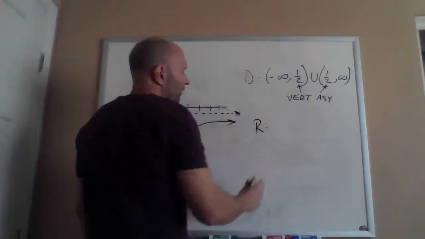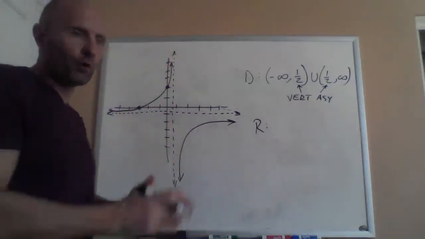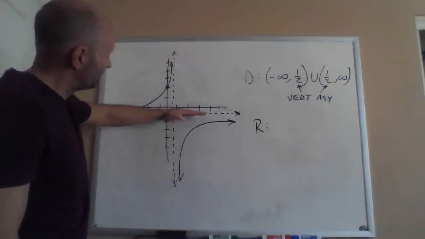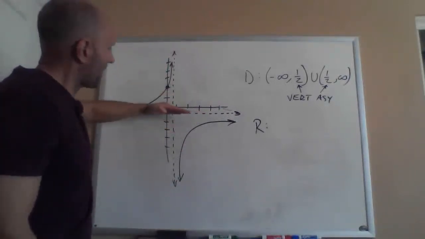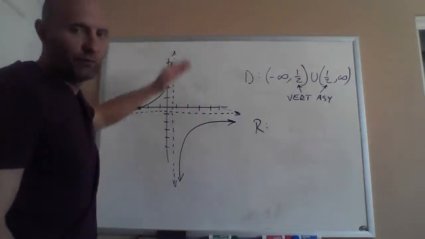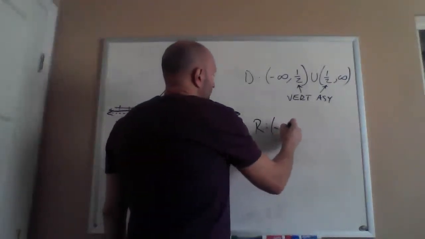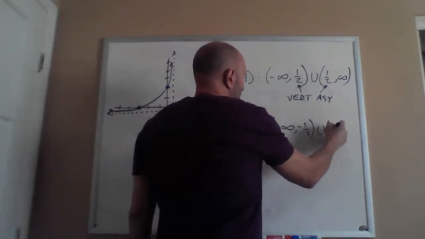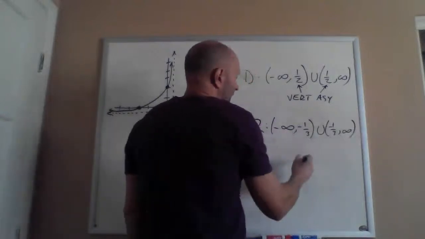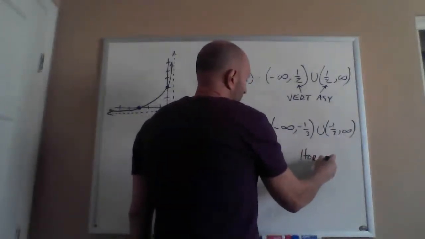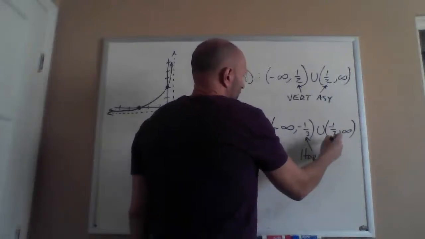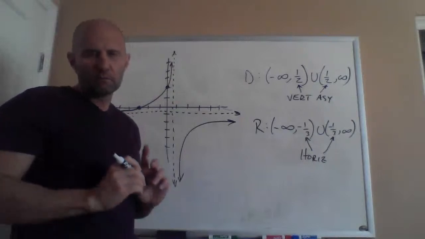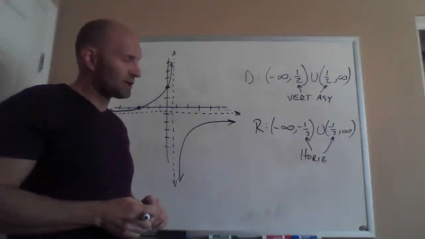And the range is always going to have the horizontal asymptote as the breakpoint, because it's going what? From negative infinity up to negative 1/3. It has to hop that asymptote, then it continues again to positive infinity. So it's going to be negative infinity to negative 1/3 union negative 1/3 up to positive infinity. And again, this value in the range is always going to be the horizontal asymptote number. Does that make sense? Any questions on that?